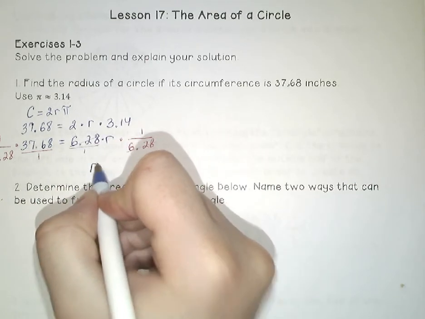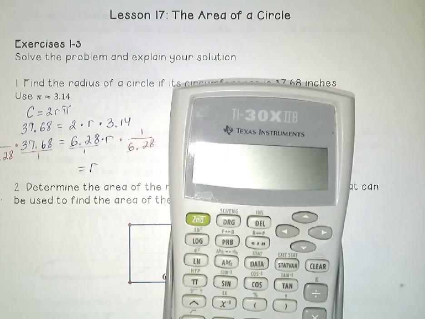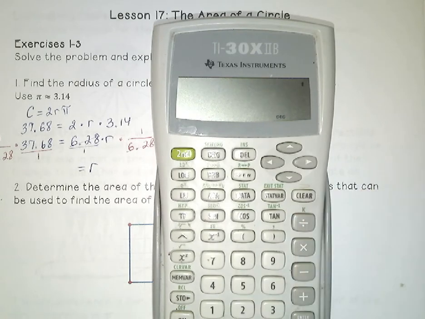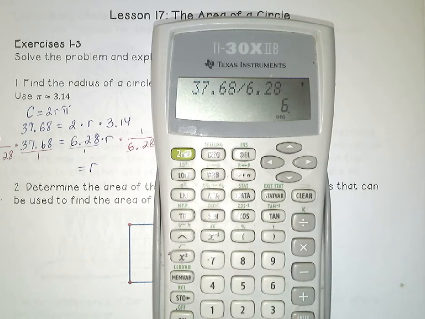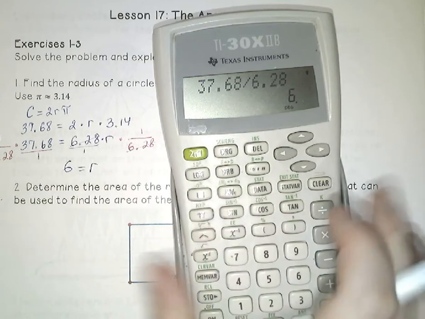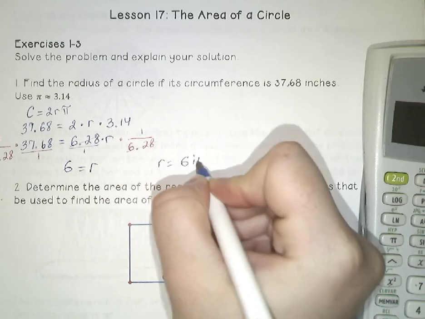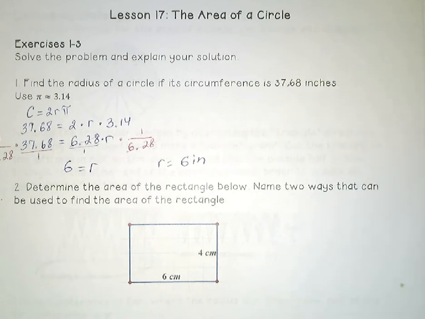So 1R, or just R, equals, and now I can take my calculator or I can just use my long division. It's up to you. For me, it will be easier to show you here. So I'm clearing that up. 37.68, I'm dividing by 6.28 and I get 6. Okay, so the radius is 6, and in this case it's inches. 6 inches. Okay, that's how you find the radius if you know the circumference.